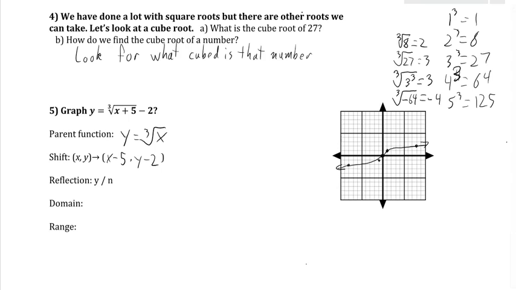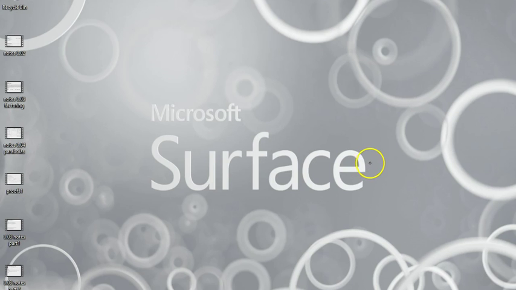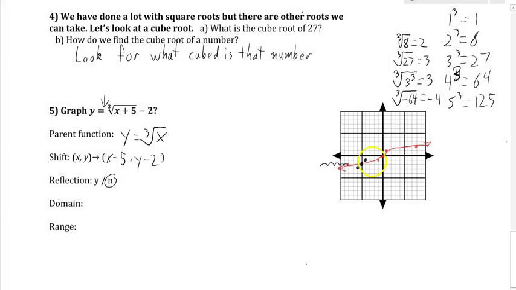So we know what our parent function looks like. Oh shoot, I've been doing those in red. We are not reflecting it because there's no negative in front. So we're just going to shift it. Down 5. Wait, sorry, not down. Right, left. Left 5, down 2. So we're taking each one of the points, moving them left 5 and down 2, which takes this one left off the page. So we're not going to worry about that one. Whoa, sorry about that. 1, 2, 3, 4, 5, 6, 7.